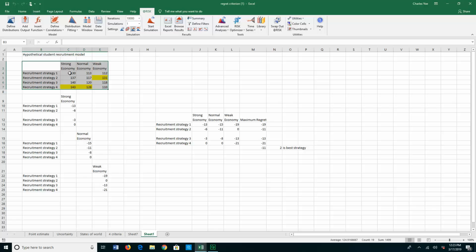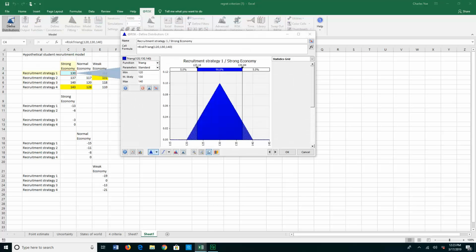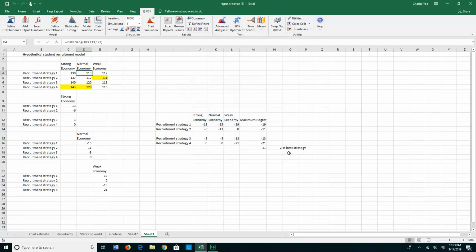This time we're saying if we use recruitment strategy 1 and the economy is strong, we're not exactly sure how many students we'll get. So you can see that embedded in here we have a triangular distribution where strategy 1 might bring 120 students all the way up to 140 students with a most likely number of 130 students. The input is uncertain. And each of the inputs in this model is similarly embedded with a triangular distribution. And that would reflect the uncertainty in our analysis.